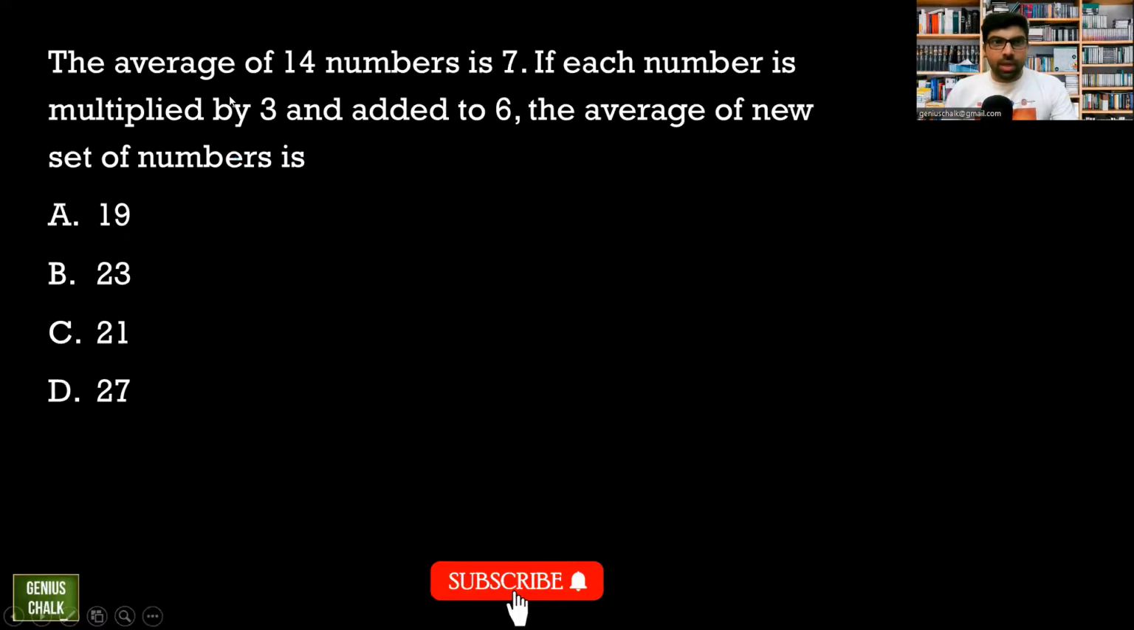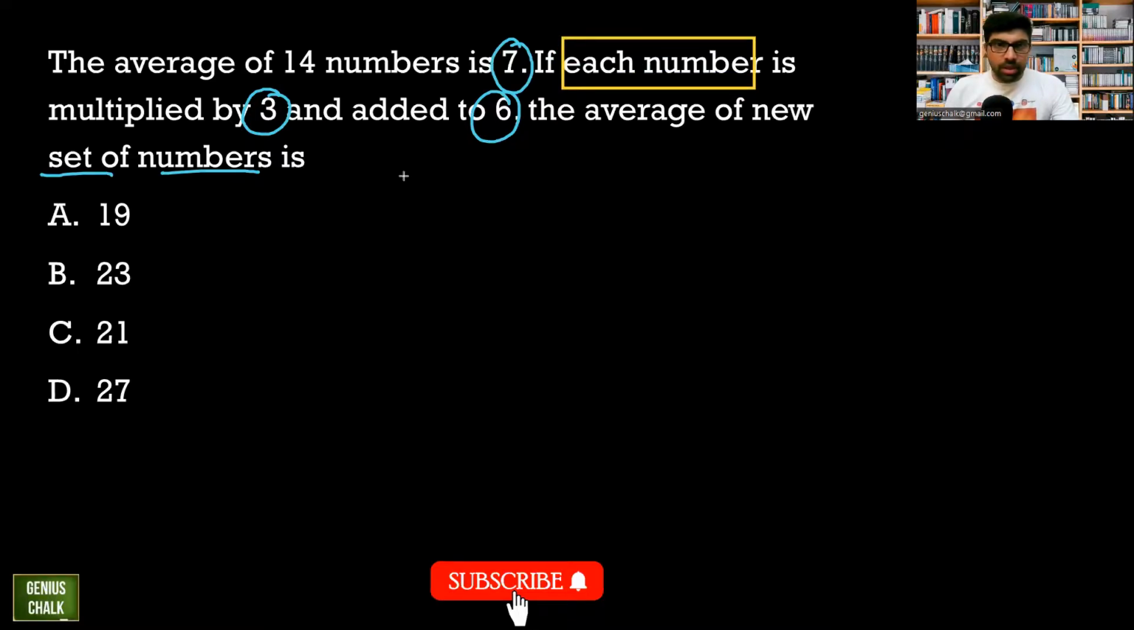First question says the average of 14 numbers is 7. If each number is multiplied by 3 and added to 6, what is the average of the new set of numbers? Now you know the logic. The logic is whatever change you bring in each number, the same change will be observed in the average as well. Now, if each number is multiplied by 3 and each number is added to 6, what is my answer? What was my earlier average? It was 7.